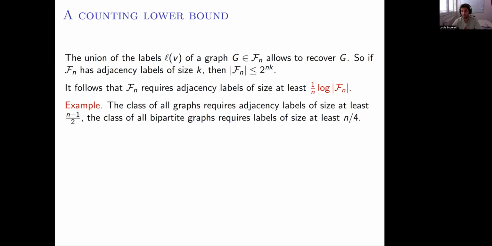n over 4 for the class of all bipartite graphs. And it turns out that these two bounds are sharp. You can prove this. There are adjacency labels of this size. Right, but the natural question is, when is this counting lower bound almost sharp?